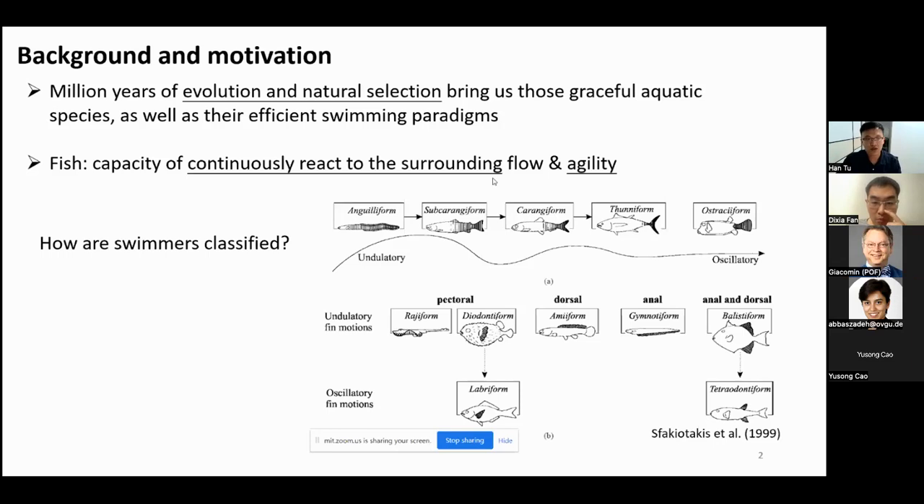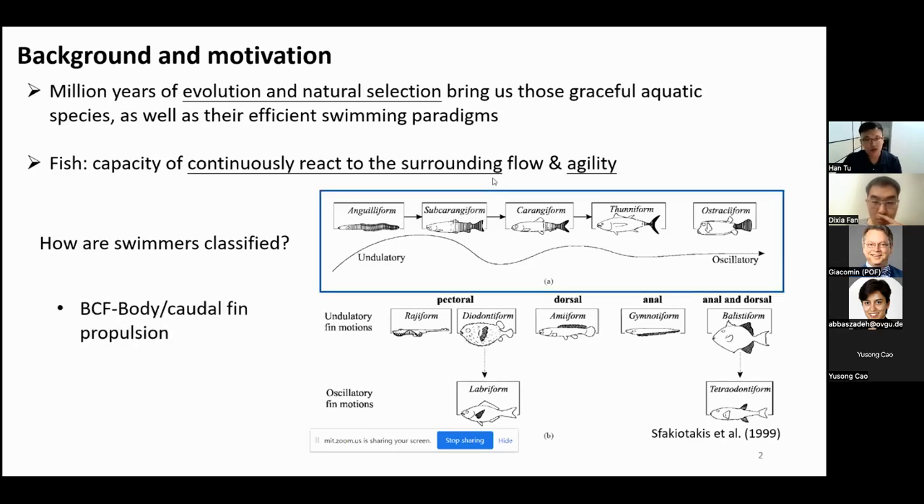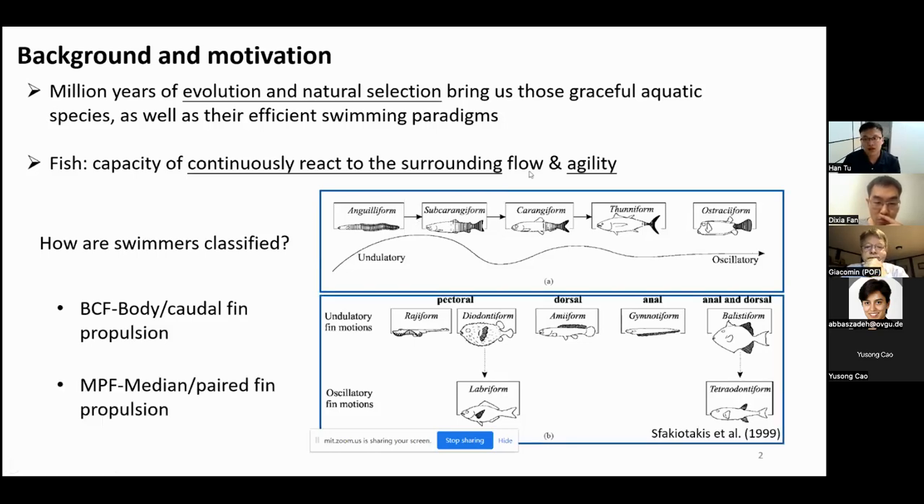And so there are thousands of fishes. How do we classify them? Basically, I think they are classified depending on which part of the body is used for propulsion. The first type is the BCF, which means body and caudal fin. This kind of fishes use their body or caudal fin for propulsion. Another type is the MPF, which means they use the median or paired fin for propulsion. And I think this classification of the swimming type is very well known, especially for the audience here. I just give a brief introduction for people who may not be very familiar with it.